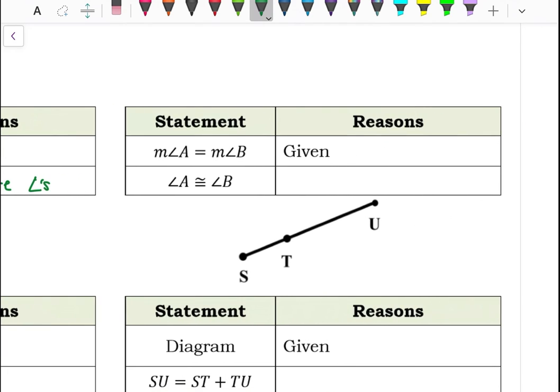Next one here, I have the measure of angle A is equal to the measure of angle B. Remember that the M here means measure. So we're talking about their actual degree measure. That's our given. So then in my next statement, I have angle A is congruent to angle B. So how did I get from step 1 to step 2? Well, if I know that the measures are equal, then I can say that they're congruent, because congruent means that their measures are equal. So that would be a definition of congruent.